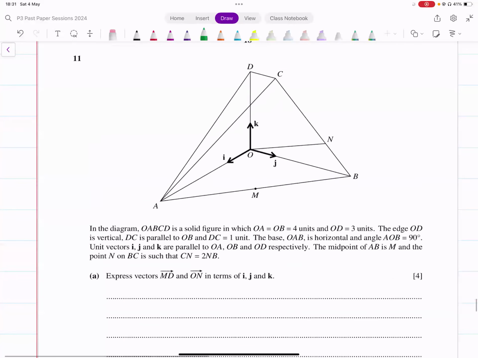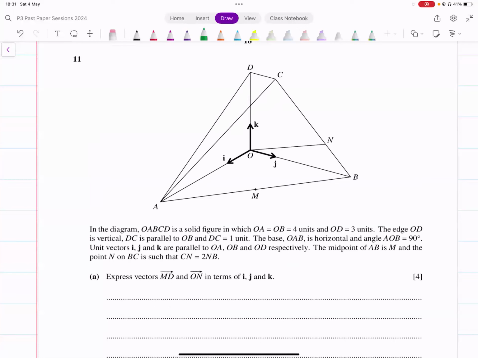Okay. All right. So this is the last question that you're asking about from this paper, question number 11. Let's have a look at this now. In the diagram, OABCD is a solid figure in which OA equals OB, and both of them are equal to 4 units. And OD equals 3 units. So this length is 3 units, and OA and OB, these lengths are both 4 units. So you can actually write down the vectors OA, OB, and OD from this.